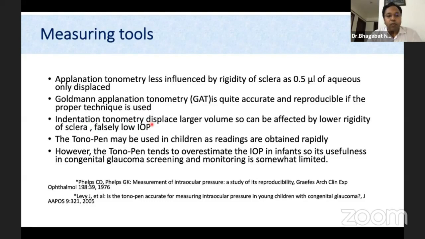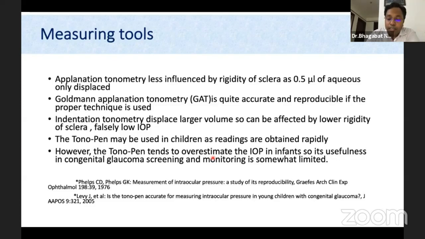And indentation tonometry displaces a large volume of aqueous, so it can be affected by low rigidity of sclera, causing a false low IOP. And for Tonopen, many papers have come, because it is very rapid and you can take it with children. But although Tonopen acts as an applanation tonometer, it tends to overestimate the IOP in infants, so its usefulness in congenital glaucoma screening and monitoring is somewhat limited.